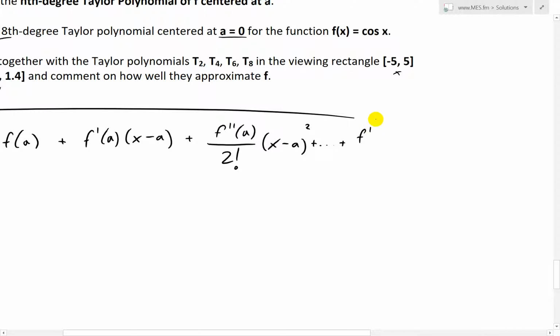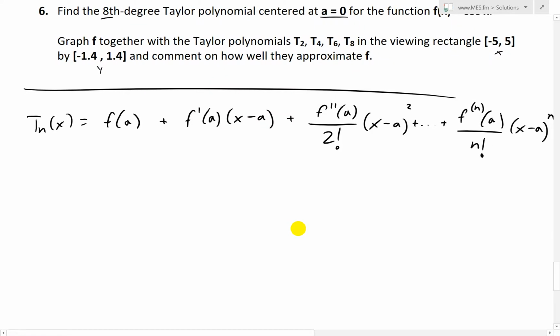This is going to be the nth derivative, put it like that, bracket, and then n of a, and then this is going to be n factorial, then we have x minus a, to the power of n, like that. So now that we have that, now let's go and try to solve for the derivative.